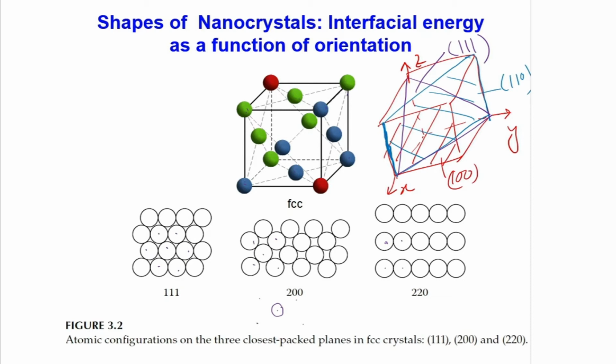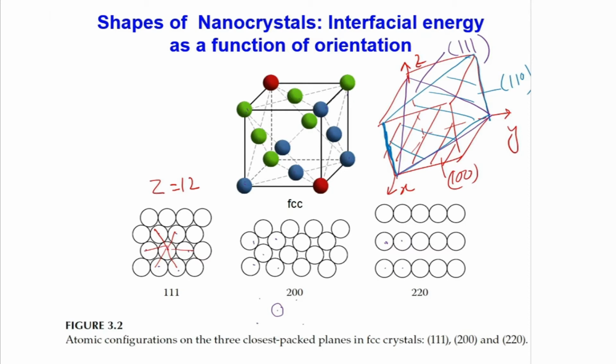In the FCC crystal, the closest packed plane is 111, then 200 or 100, and 220. Now, as you can clearly see, suppose 111 is my surface. Let us consider it for the sake of understanding. You can see that for each atom, three bonds are missing. You may wonder how. If I consider this central atom, it is bonded with 1, 2, 3, 4, 5, 6. At the bottom it is also bonded with 3, and FCC has a coordination number of 12. So how many atoms are missing? 3, right? 3 top atoms are missing, so 3 bonds are missing.